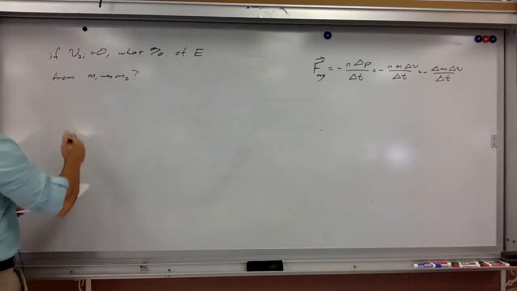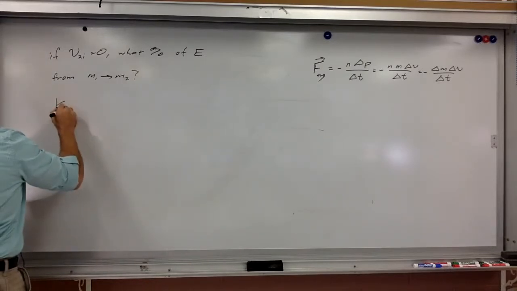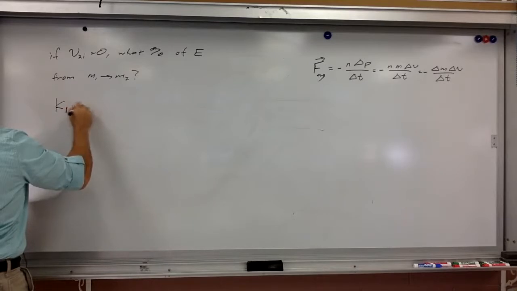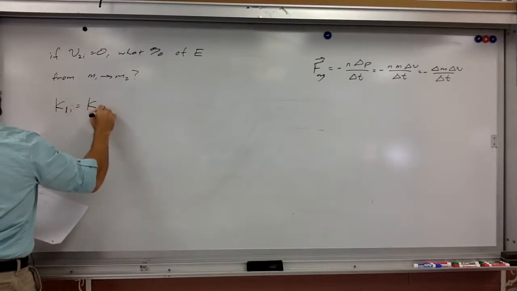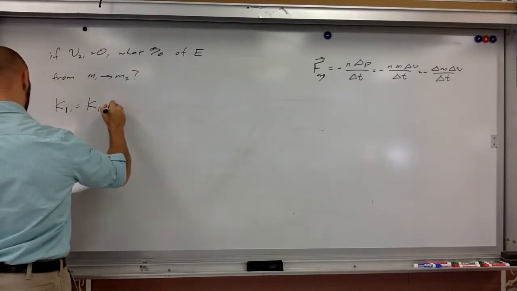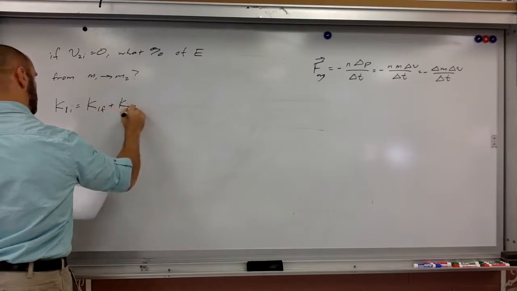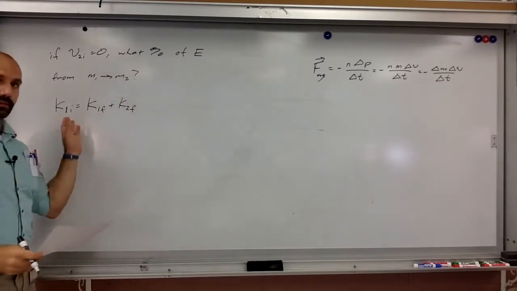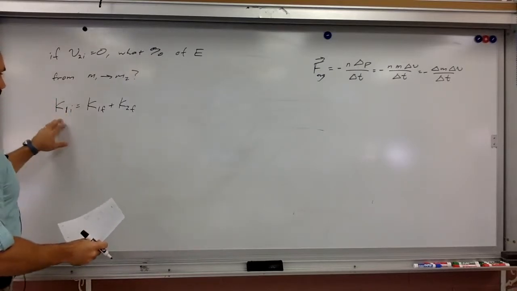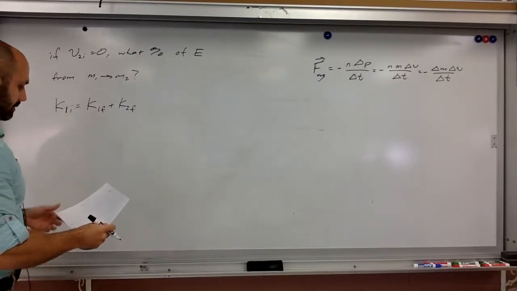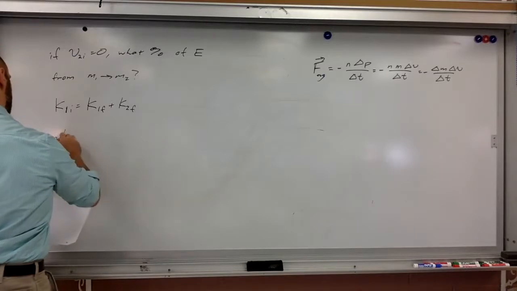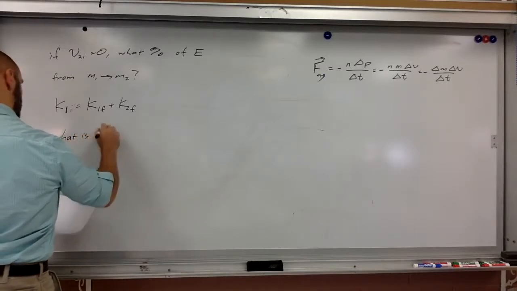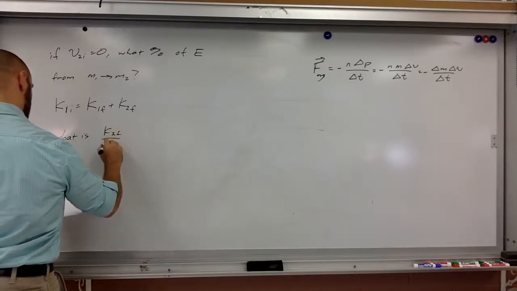All right, so really what we're looking at here is, K1I is K1F plus K2F. All right, it's totally elastic. V2I is 0, so there's no kinetic energy for the second object in the beginning. Right, and what we're asking here is, what is K2F to K1I?